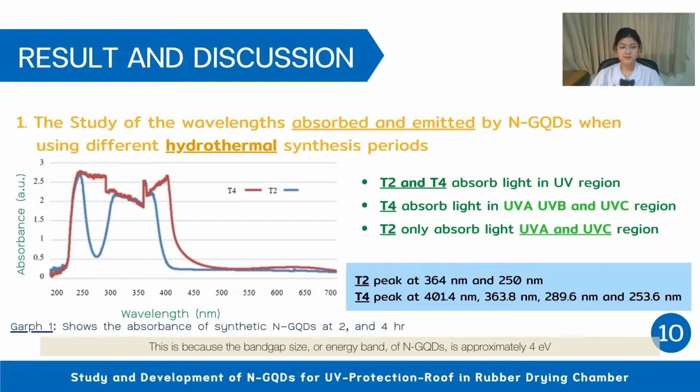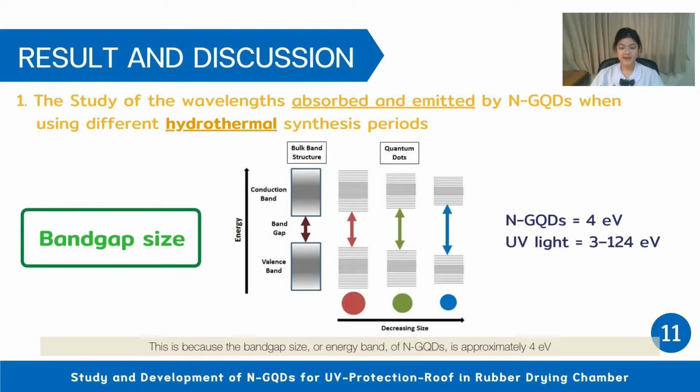range. This is because the band gap size, or the energy band, of nitrogen doped graphene quantum dots is approximately 4 electron volts, and the particles do not absorb light with a lower energy than the energy band. The energy of UV light is 3 to 124 electron volts, allowing the nitrogen doped graphene quantum dots particles to absorb light in the UV range.